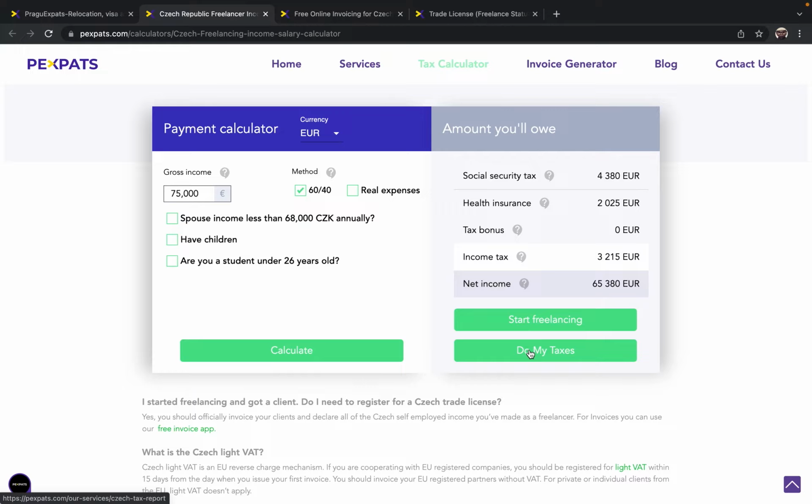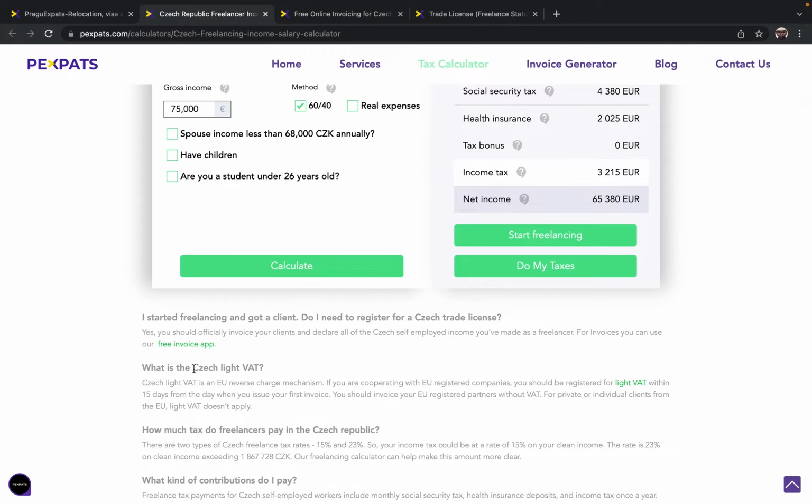Now, for our next question, let's explain Light VAT. Light VAT is for freelancers who work with a European registered business. If you do work for any business registered in the EU, you have to register for this Light VAT. Officially, this is called the European reverse charge.